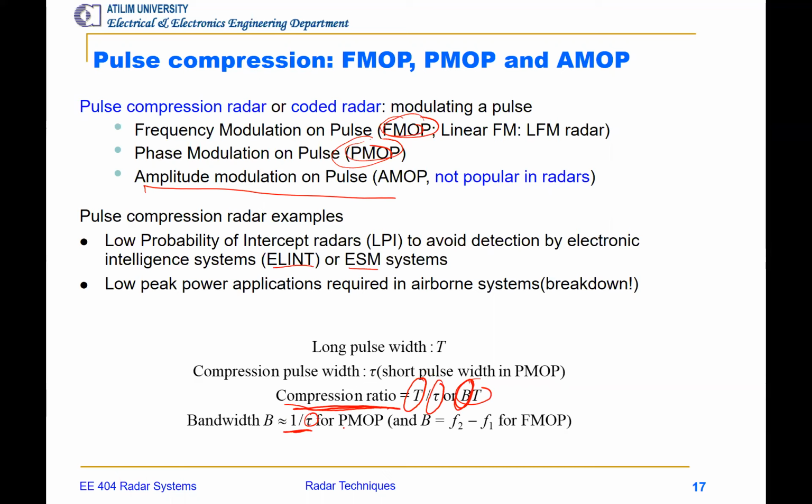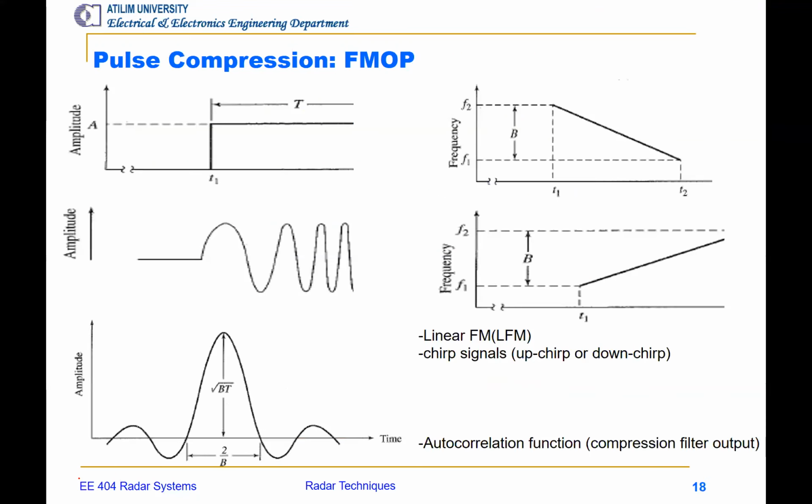for phase modulation on pulse, and F2 minus F1 for FMOP, frequency modulation on pulse. So there are two different definitions for bandwidth. You have to be careful on the bandwidth of pulse compression radar.